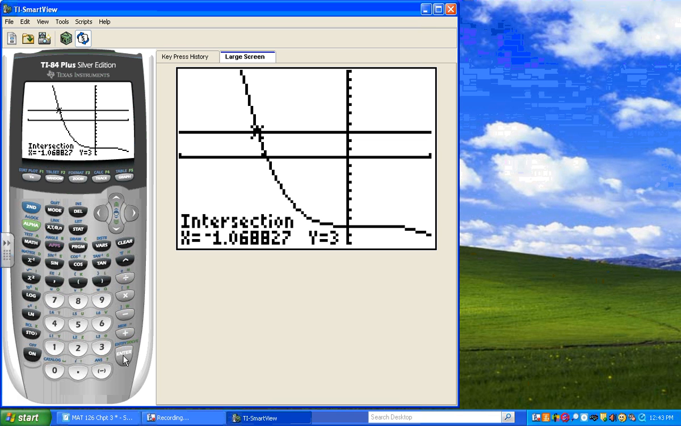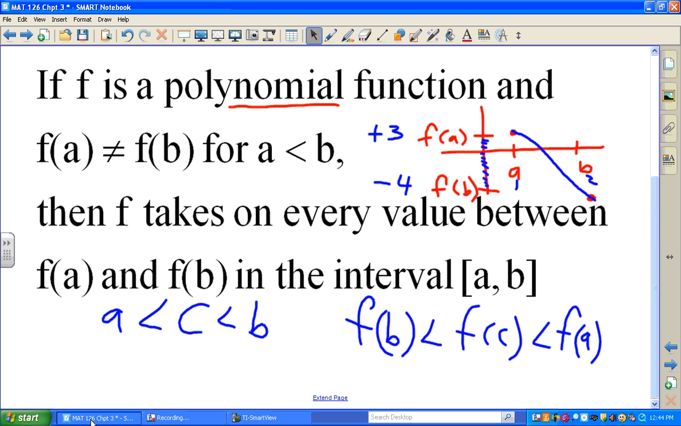Okay? And you learn how to find the intersection between two graphs. So that's good. Questions? Everybody that tried it, it worked? All right. Moving on.